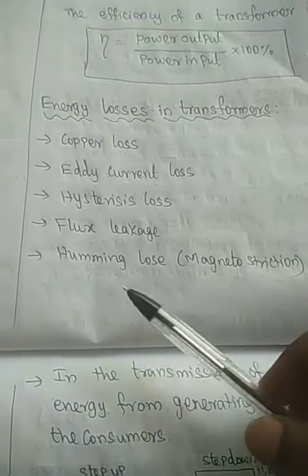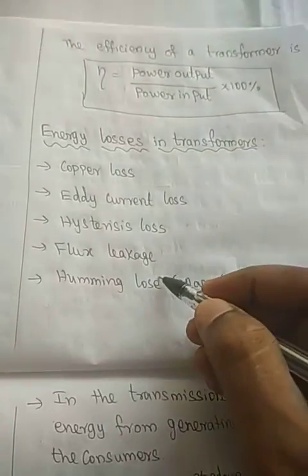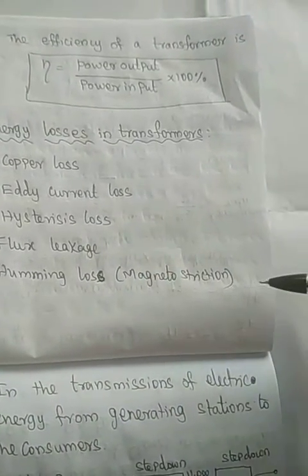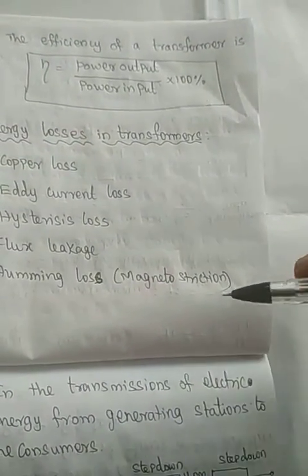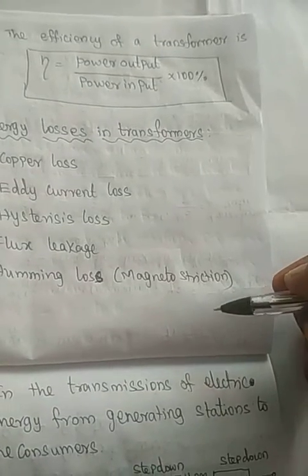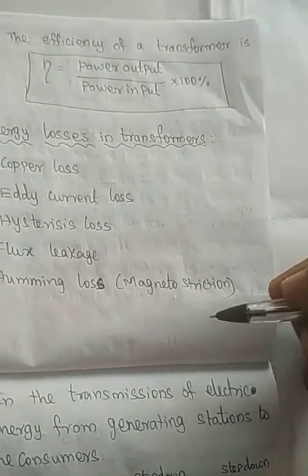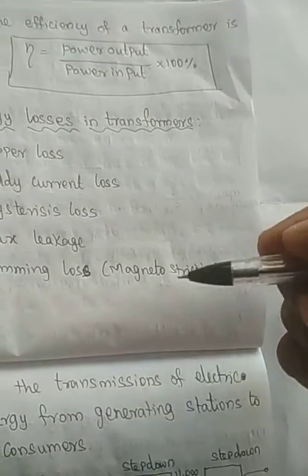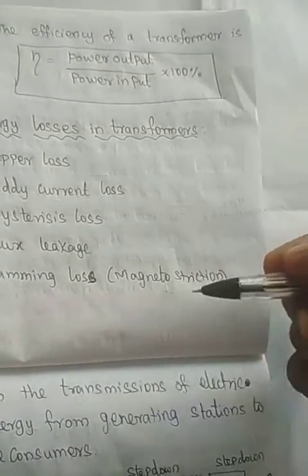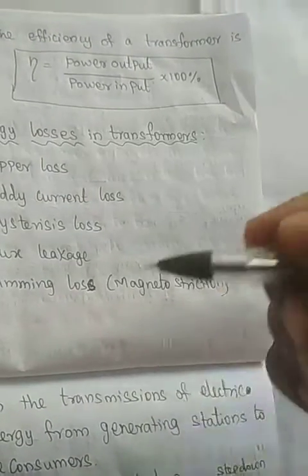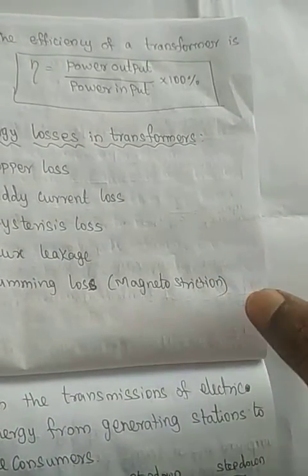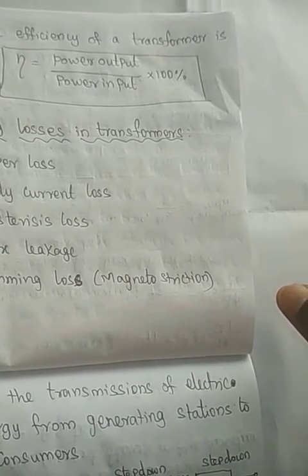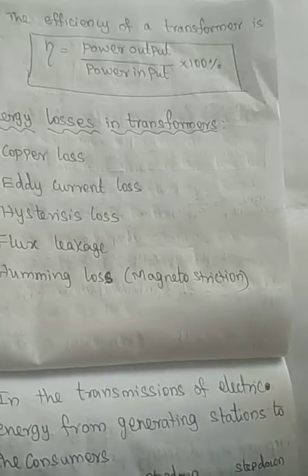Then the last one is humming loss. Humming loss is due to the magnetostriction effect. Magnetostriction effect means whenever a ferromagnetic material, that is an iron core, is placed in a transformer, when current flows through this iron core, magnetic flux will be induced. Whenever there is a change in magnetic flux, the iron core will be extended and contracted. This extension and contraction will also cause loss in energy.